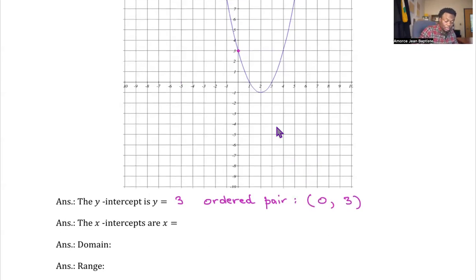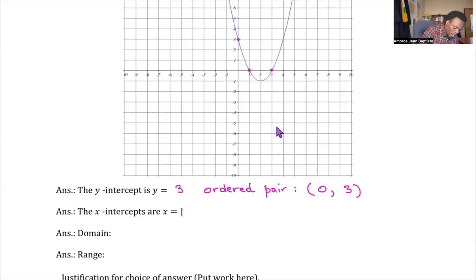Same thing for the x-intercept, or if we have multiple, we have a connection with the x-axis here and a connection with the x-axis here. So that means we have two x-intercepts. So the values are 1 and 3. So the ordered pairs are x equals 1, y equals 0, and x equals 3, y equals 0.